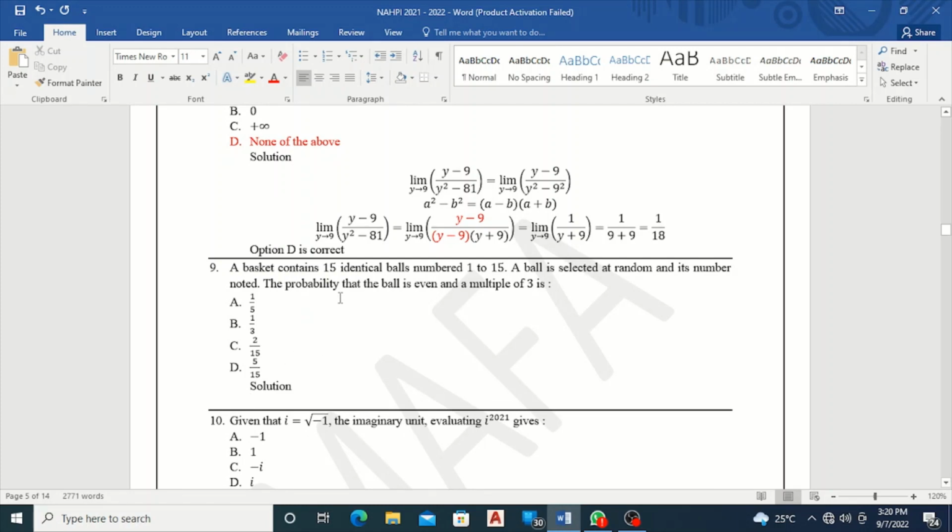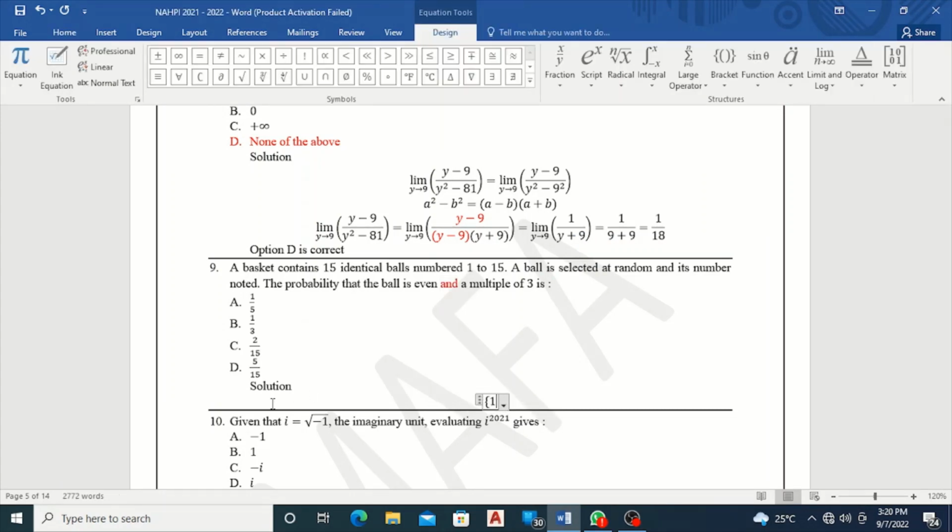A basket contains 15 identical balls numbered 1 to 15. A ball is selected at random and its number is noted. The probability that the ball is even and a multiple of 3 is, so keyword and. So first of all, let's write the numbers from 1 to 15. You have 1, 2, 3, 4, 5, 6, 7, 8, 9, 10, 11, 12, 13, 14, 15. Those are the numbers.